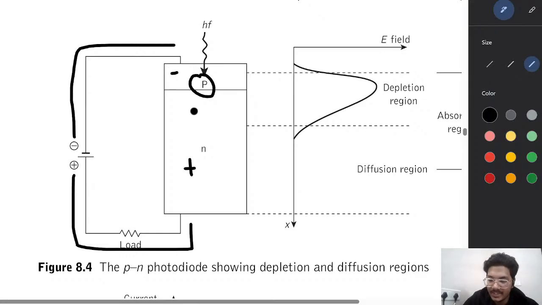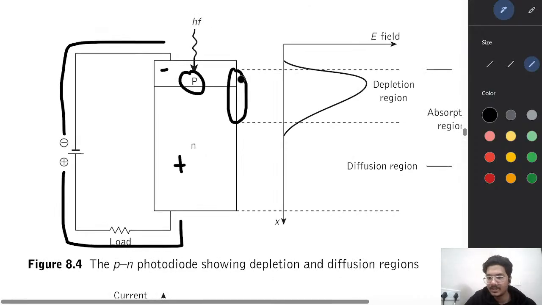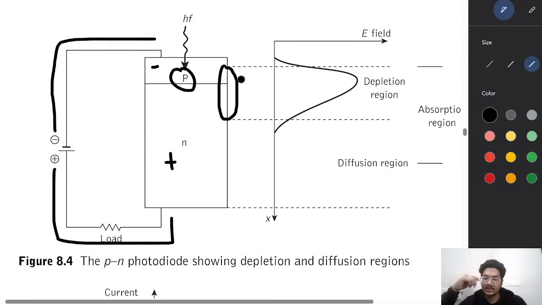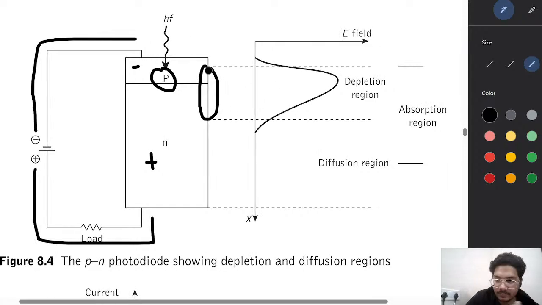Free carrier electrons and holes are swept away, and this region becomes a depletion region, where a strong electric field is established due to the movement of electron and hole pairs. This creates a depletion region with a strong electric field inside it. Then we see the diffusion region.